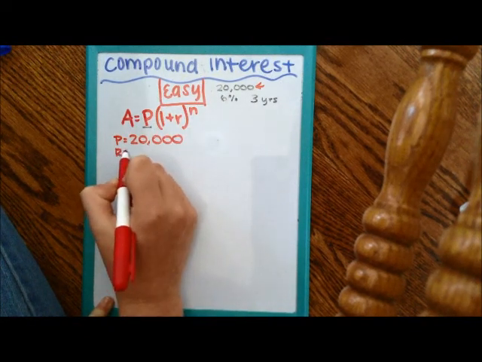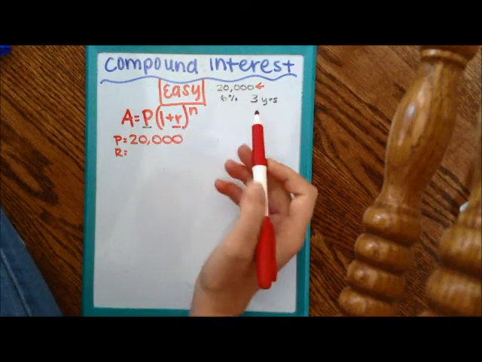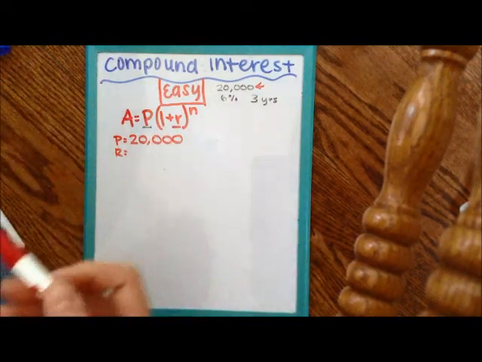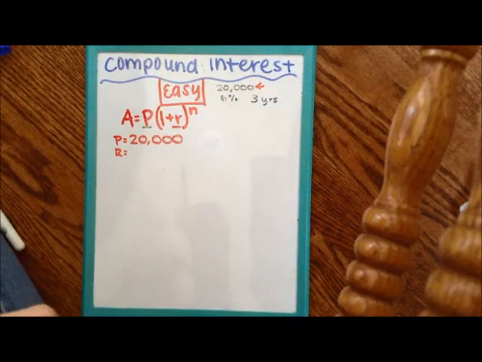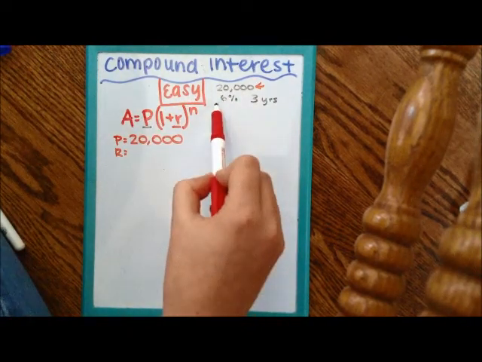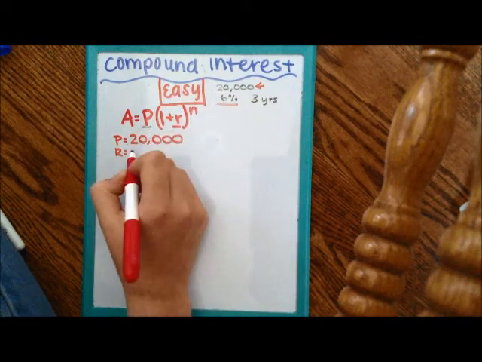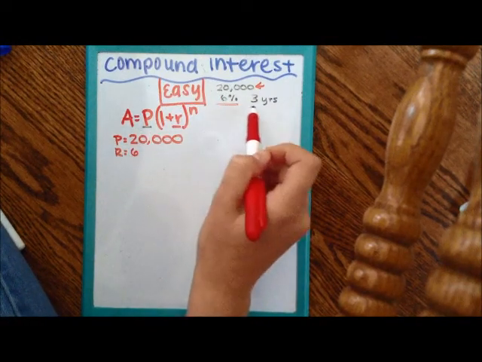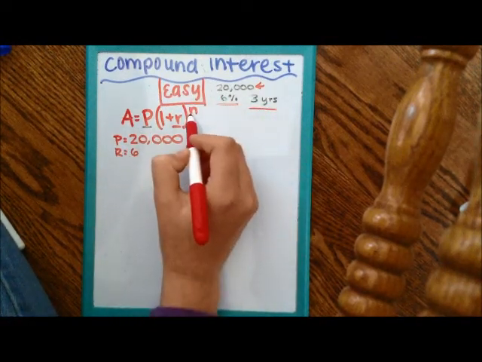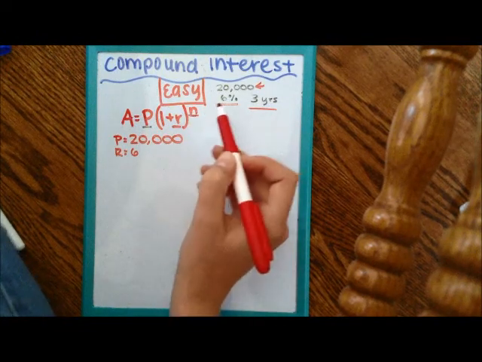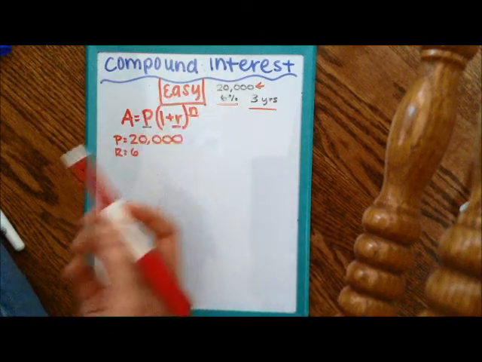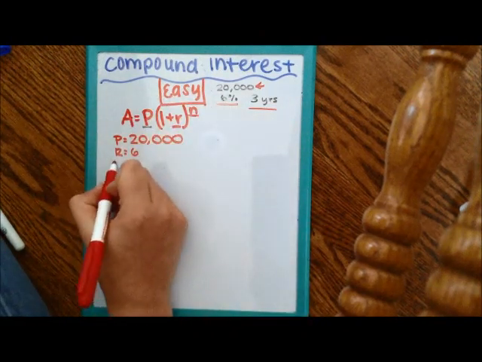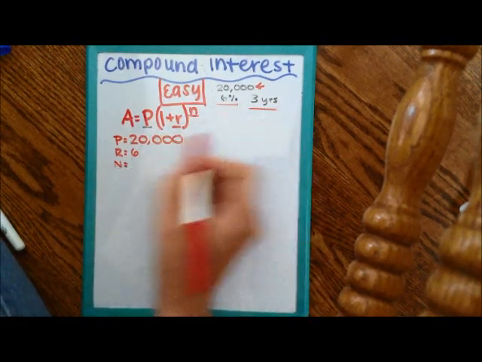Then we're going to find our rate here, and the rate is how much it's being compounded. So that would be 6%, 6, and then we're going to do the time. The N is also time, but it stands for the number of years or the time period. So we'll do an N equals 3.